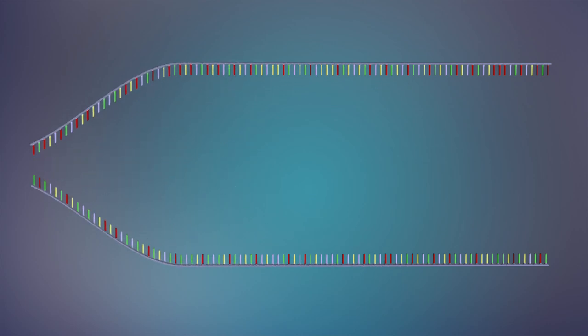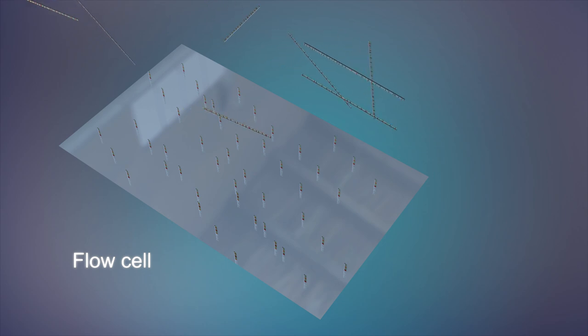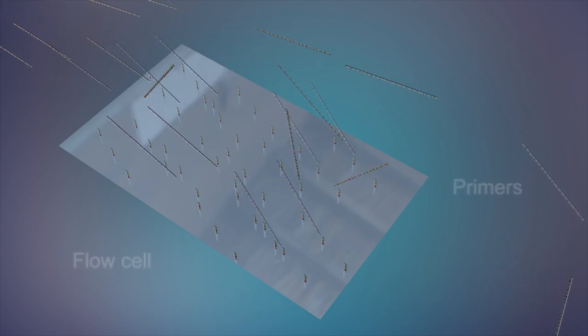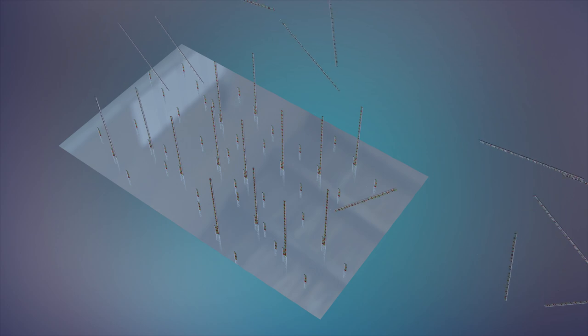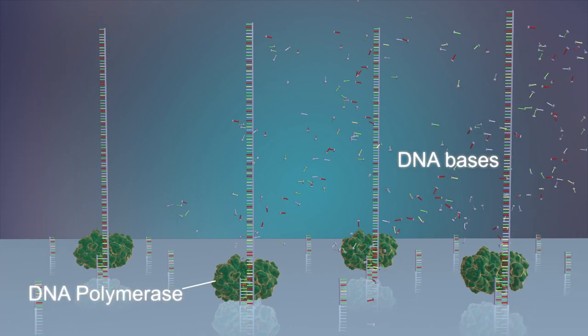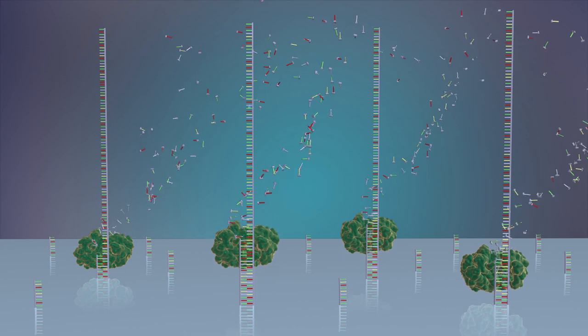These single strands of DNA are then washed across a flow cell. This is a small plastic slide with lots of small pieces of DNA, called primers, attached. The DNA strands bind to the complementary primers on the flow cell, and any DNA that doesn't attach is washed away. DNA bases and DNA polymerase enzymes are added so that the complementary strand of DNA is made.